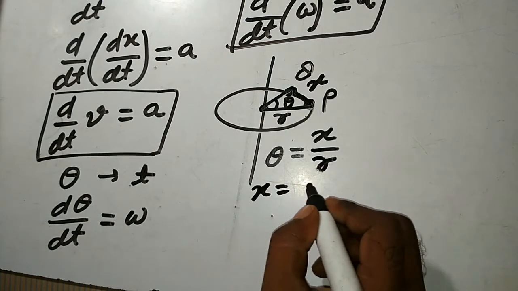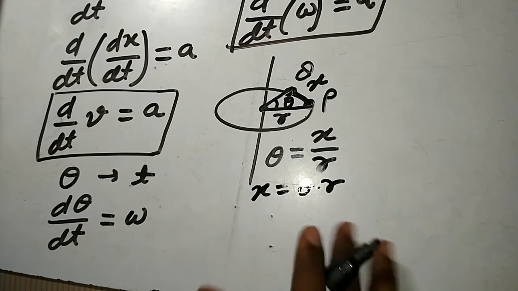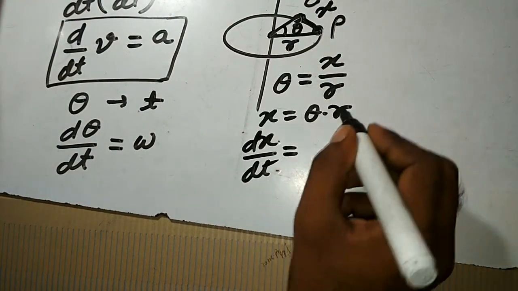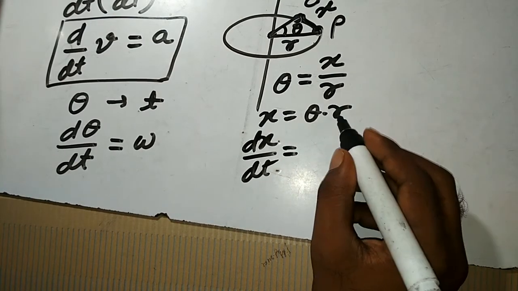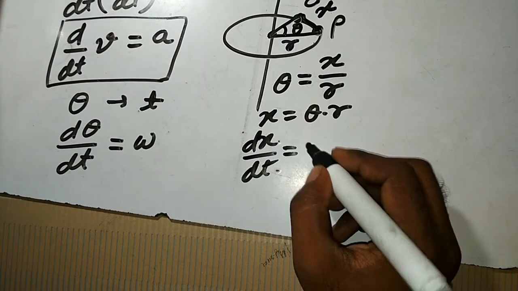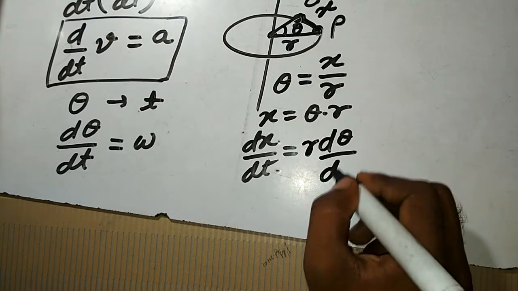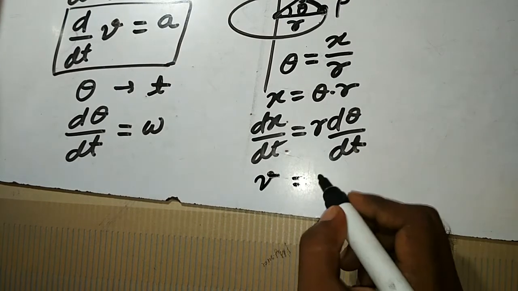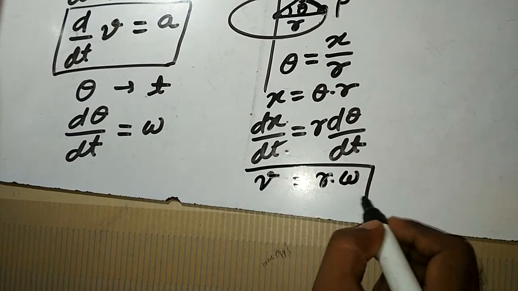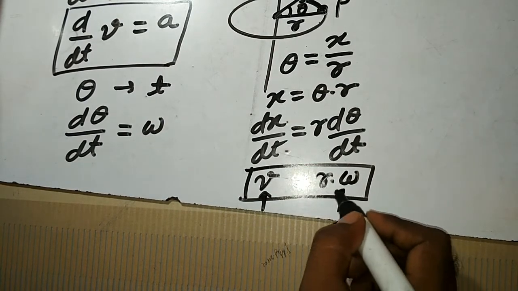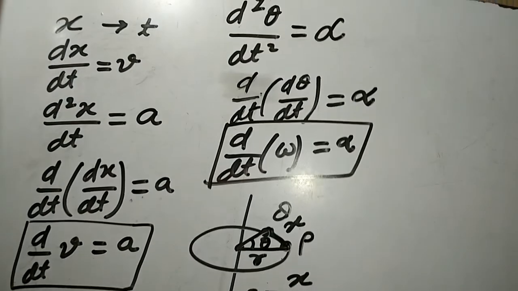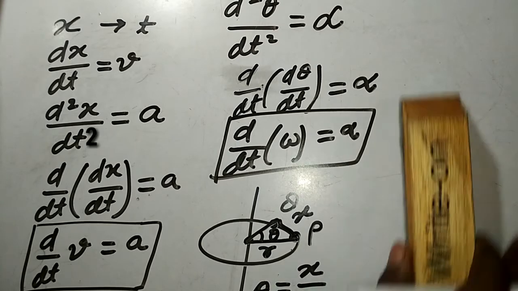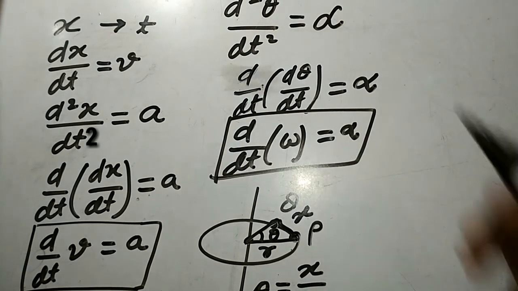So the value of x is equal to theta into r, and if you differentiate it with respect to time, we have dx upon dt is equal to r into d theta upon dt, since r is constant and only theta is differentiated. This gives you the linear velocity v, and d theta by dt gives you the angular velocity omega. So this is the relation between the linear velocity and the angular velocity. So we have many relations with the moment of inertia. How does it relate? Now see it.